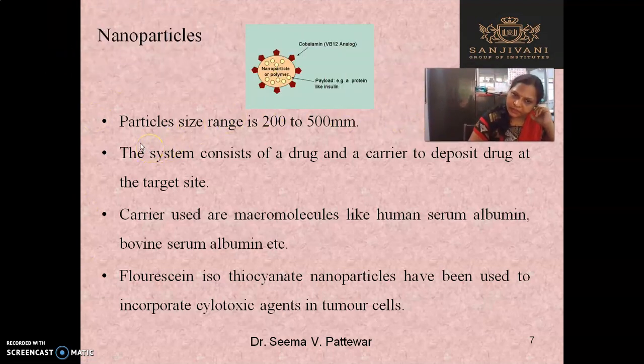Nanoparticles have a diameter size between 200 to 500 nm. The system consists of a drug and a carrier to deposit the drug at the target site. The carriers used are macromolecules like human serum albumin or bovine serum albumin. So this is a protein material. Fluorescein isothiocyanate nanoparticles have been used to incorporate cytotoxic agents in the tumor cell. What is the purpose in cancer treatment? We have to destroy that tumor cell. Therefore cytotoxic agents are used in the form of a nanoparticle.